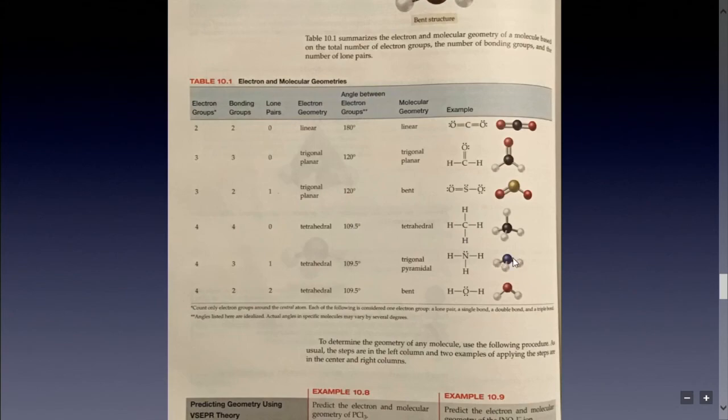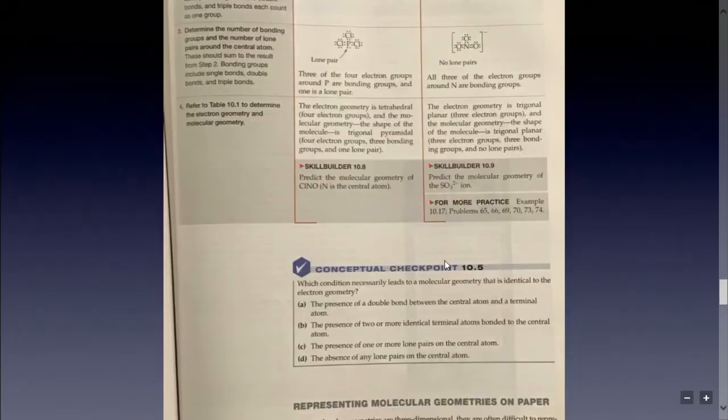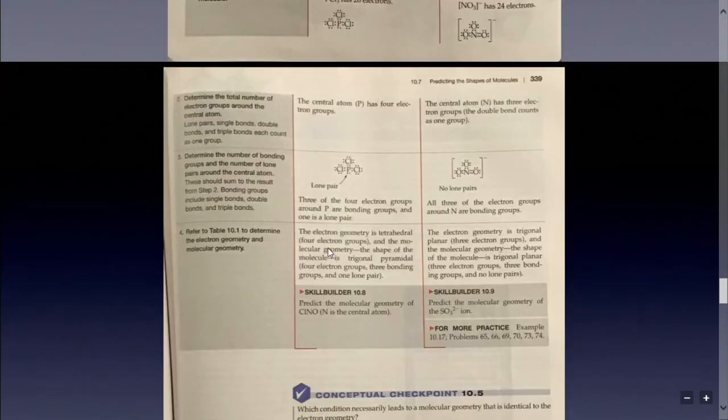Trigonal pyramidal would be the molecular geometry, unless they ask you for the electron geometry. Usually they ask you for both, I think, in the homework. And the molecular geometry, yes, is trigonal pyramidal. They asked for both, didn't they?